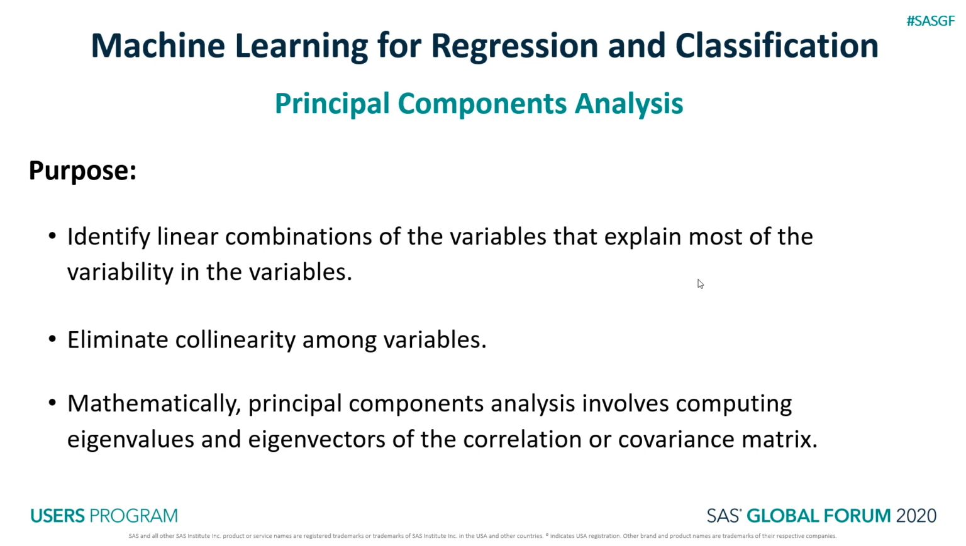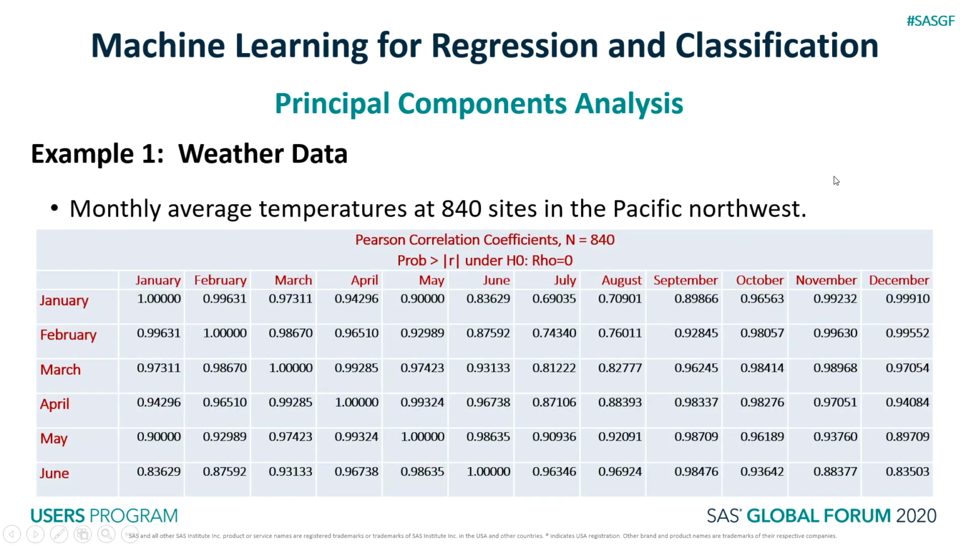Mathematically, principal components analysis involves simply computing eigenvalues and eigenvectors of either the correlation matrix or the covariance matrix for the variables in the data set. To illustrate the process, I have an example of some weather data that forms part of one of my ecological studies. These are monthly average temperatures at 840 widely spaced sites in the Pacific Northwest. This is the correlation matrix that you see in front of you.